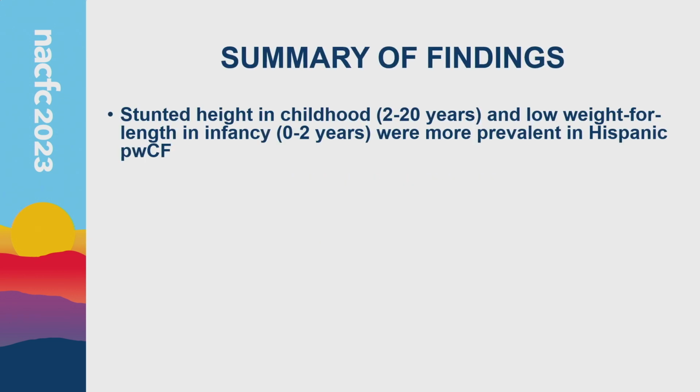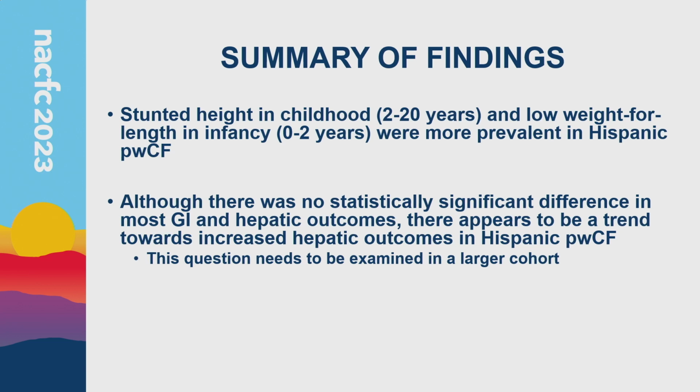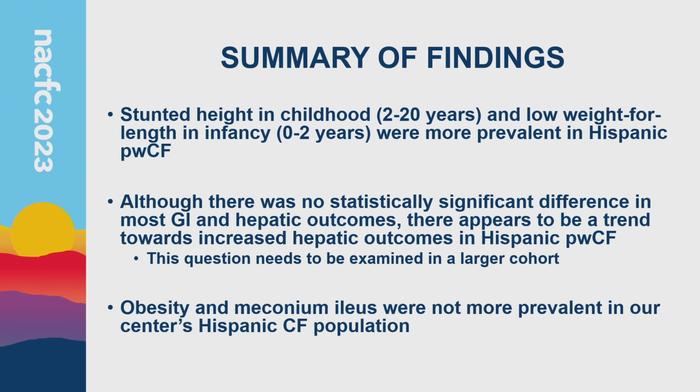So moving on to our conclusions and summary of findings, stunted height in childhood, ages 2 to 20 years old, and low weight for length in infancy, 0 to 2 years old, were more prevalent in Hispanic people with CF. And in this cohort, although there was no statistically significant difference in most GI and hepatic outcomes, there appears to be a trend towards increased hepatic outcomes in Hispanic people with CF. And this question needs to be examined in a larger cohort. Obesity and meconium ileus were not more prevalent in our center's CF Hispanic population.